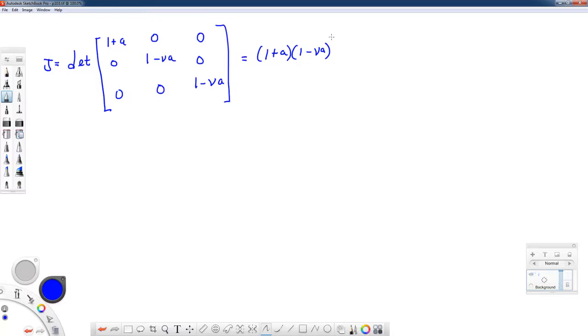So we have 1 plus a, and then we have 1 minus nu a, and we have two of those, so we're going to square that. And then the question is, is this admissible? Is J going to be greater than 0 in this case? Well, if we look at the second term that's squared, whether a is positive or negative, since we have 1 minus whatever that is, and we square that value, we are going to get a positive value.